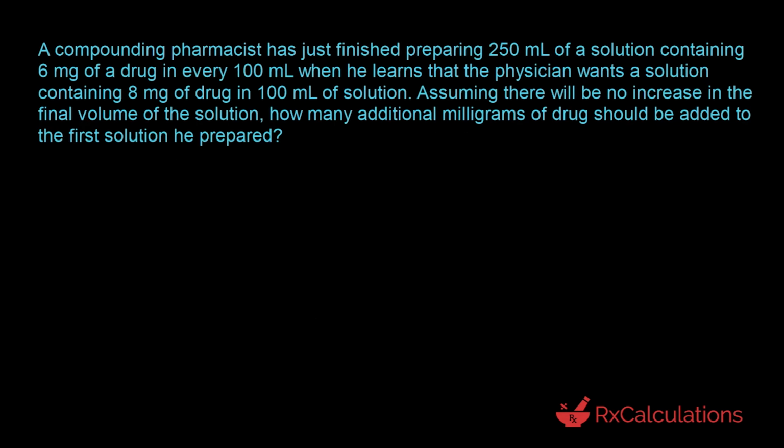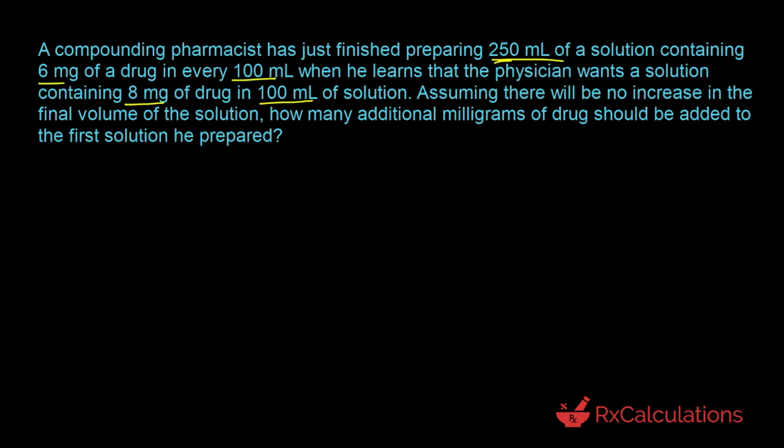So here, the pharmacist needs to prepare 250 milliliters of a solution that contains a specified amount of drug. Now, the first time he prepared it, he ended up with 6 milligrams of drug in every 100 milliliters. But the physician wants a solution that has 8 milligrams of drug in every 100 milliliters. But notice the patient still needs to receive, at the end of the day, a 250 milliliter solution. So this question can elegantly be solved using proportion.